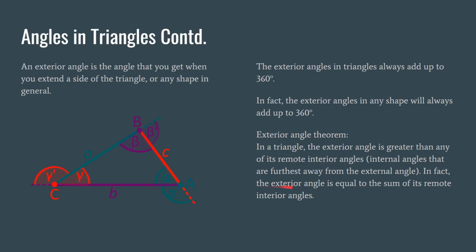In fact, the exterior angle is equal to the sum of its remote interior angles. So alpha prime is equal to beta plus gamma, beta prime is equal to alpha plus gamma, gamma prime is equal to beta plus alpha.